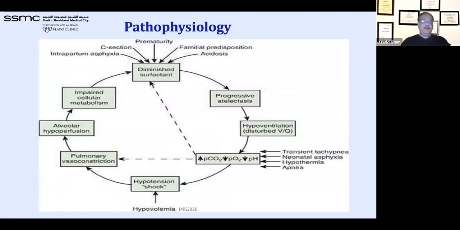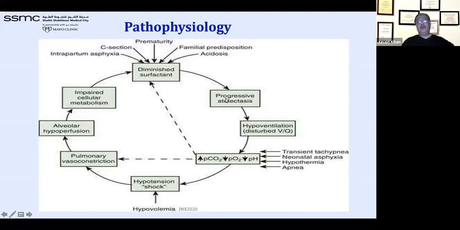Now, what is the pathophysiology? One simple vicious circle, everybody knows. The most important is the diminished surfactant. And why? What are the factors? Risk factors I will show you more, but for example, acidosis, familial predisposition, I will talk about genetics in one of the slides, prematurity, C-section, intrapartum asphyxia, all can lead to diminished surfactant.